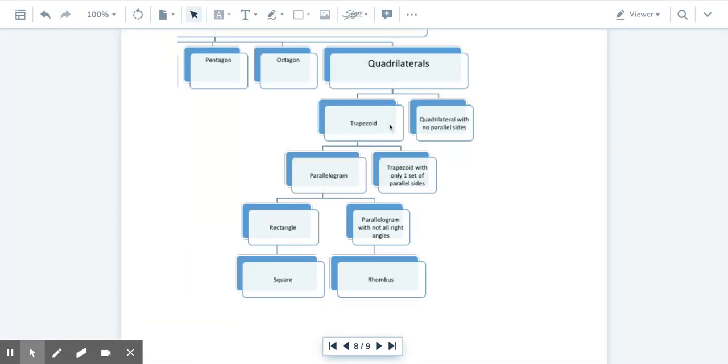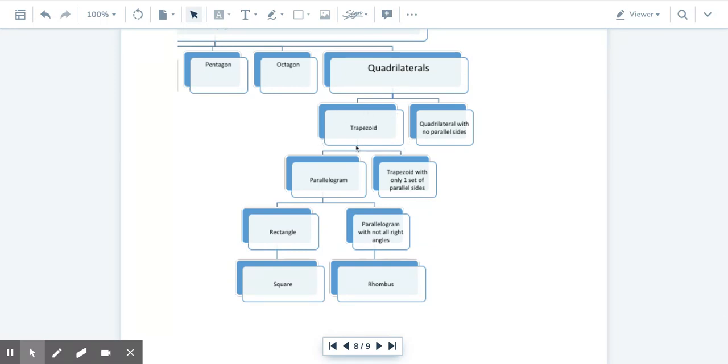To start, I need to look at my shape hierarchy, and I need to remind myself of the defining attributes of a trapezoid. A trapezoid is a quadrilateral with at least one set of parallel sides, meaning that a trapezoid can have only one set of parallel sides, or it can have more. What are the defining attributes for a rhombus? Well, we know a rhombus is a parallelogram with four equal sides. Because it is a parallelogram, we know that it must have how many sets of parallel sides? Two, you're right. So a rhombus must have two sets of parallel sides.